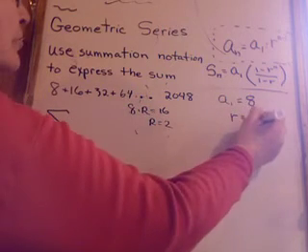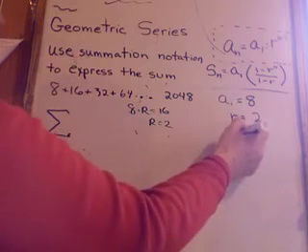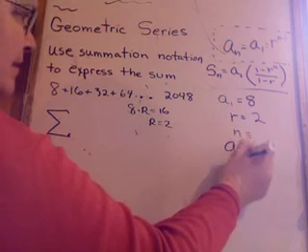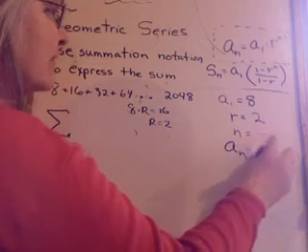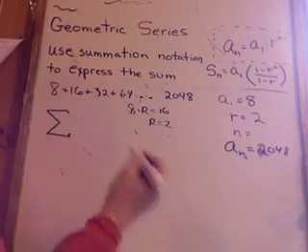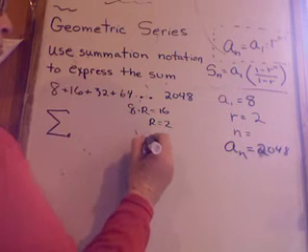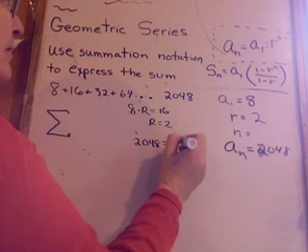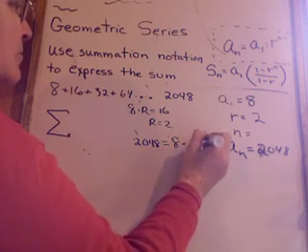So, r equals 2. What else do I know? I don't know the n. Ooh, I do know a sub n. The term I want here is 2048. So let's put that into the formula and see what we can solve. So 2048 equals 8 times 2 to the n minus 1.